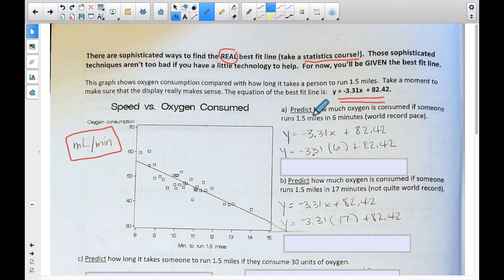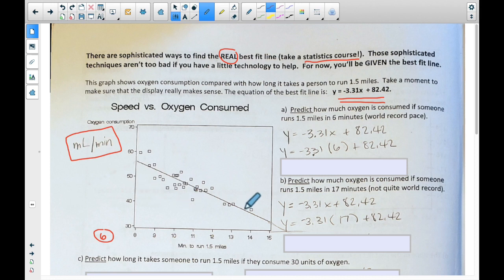Okay, using the graph, predict how much oxygen is consumed if someone runs 1.5 miles in 6 minutes. That is a world record pace. Okay, I'm going to look at my graph and I'm going to look for 6 minutes. And oops, 6 minutes is not on my graph. It would be way back here, but I don't know where it is because it's not on the graph.